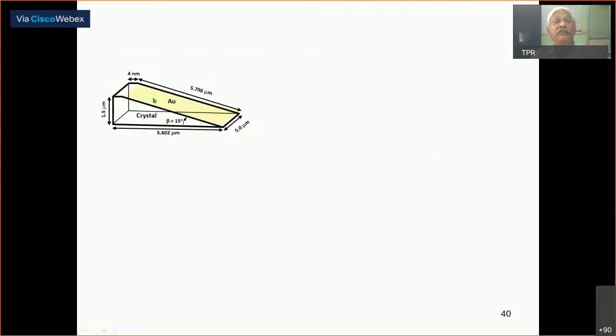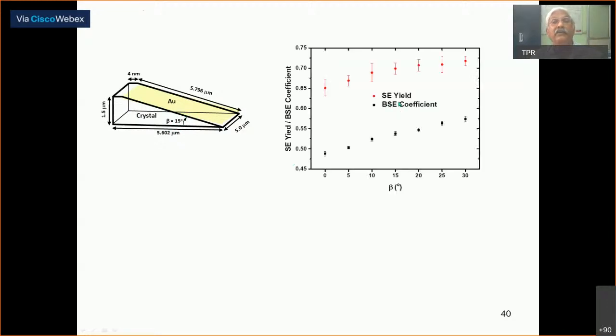One other important effect is when you have a slope. These crystals, as I told you, have a slope at some point. Again, using Cassino, you can model the secondary electron emission and backscattered electron coefficients with respect to the bending angle of this crystal. By the way, we have to put a gold layer to prevent charging. We can do all that in this model from Cassino. What it shows is that when this angle becomes larger and larger, the secondary electron emission yield increases.